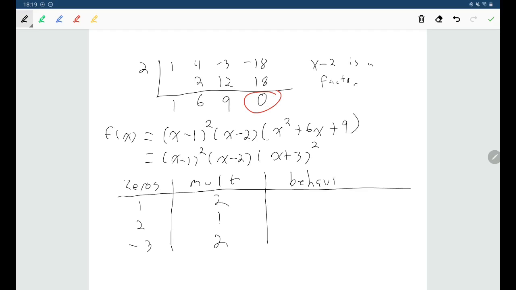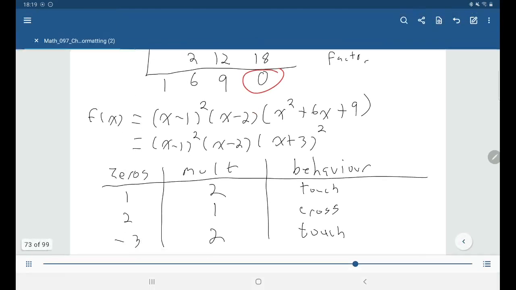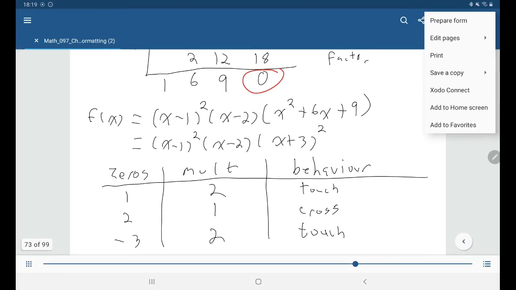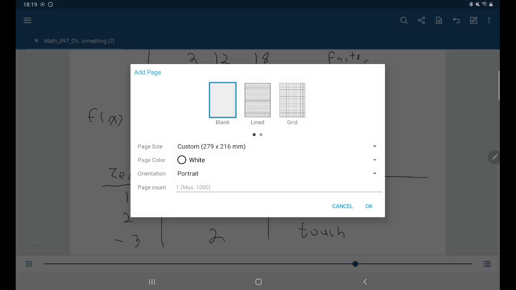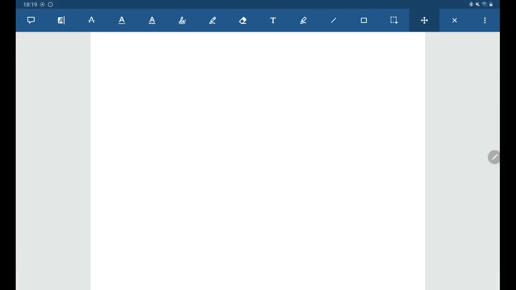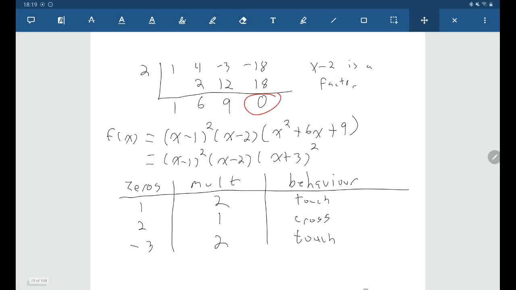And so if we're now talking about behavior at the x-axis, at 1, we'll touch the x-axis. At 2, we'll cross the x-axis. And at negative 3, we will touch the x-axis. And again, reminder from back in the previous section that wherever the multiplicity is odd, that's where we'll cross the x-axis. Whenever the multiplicity is even, that's where we touch, but don't cross the x-axis. And the only last thing left for us to do is to talk about end behavior.